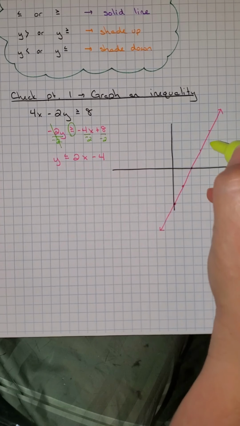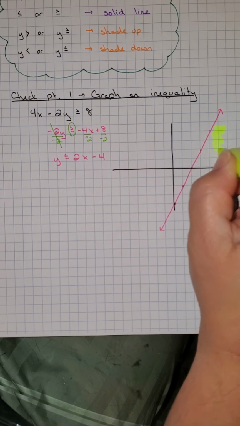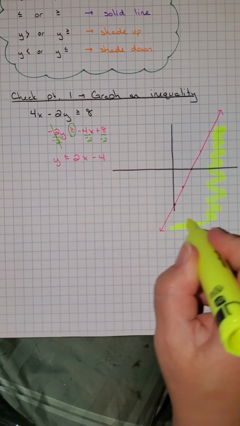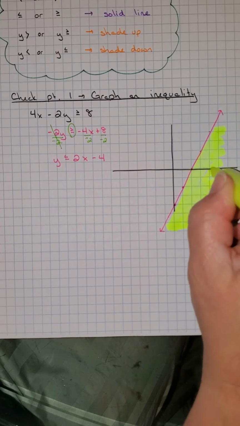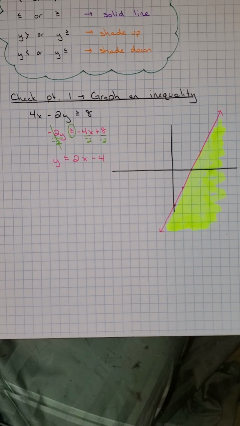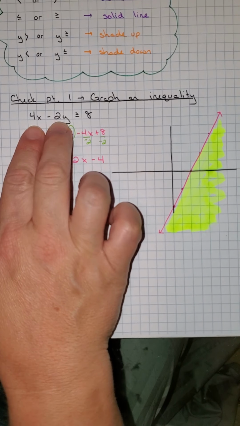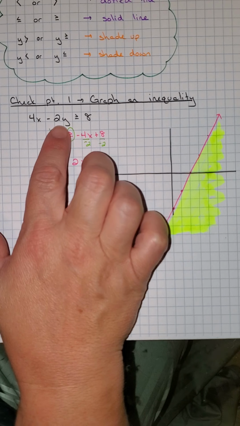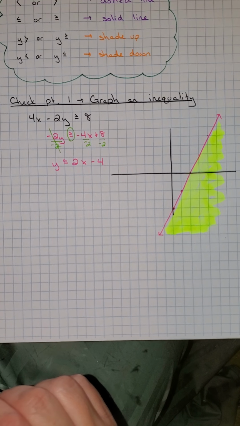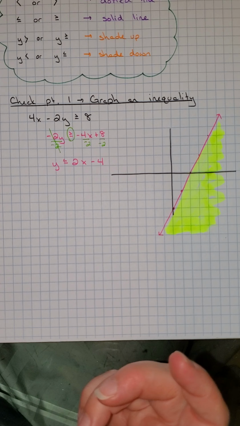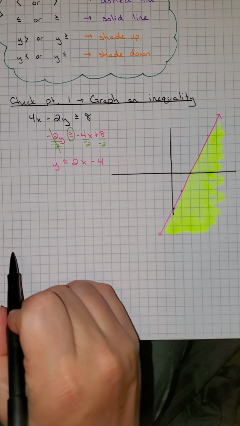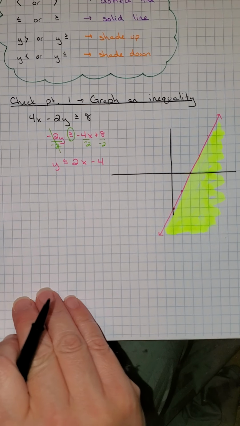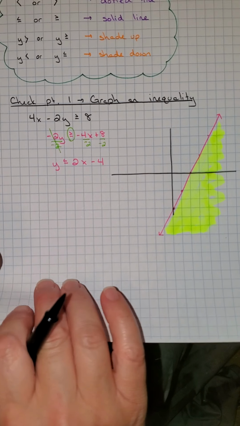That means any of these points would be true if you plugged them into the equation. Any point that's not shaded, like 0, 0, would be false. So if we plug 0, 0 in here, that'd be 0 minus 0 is 0, greater than or equal to 8. That's false. So it looks like we shaded the right way. Alright, so that's checkpoint 1. Checkpoint 2 is when they actually have you do it this way. So it's set up a little bit nicer for it.